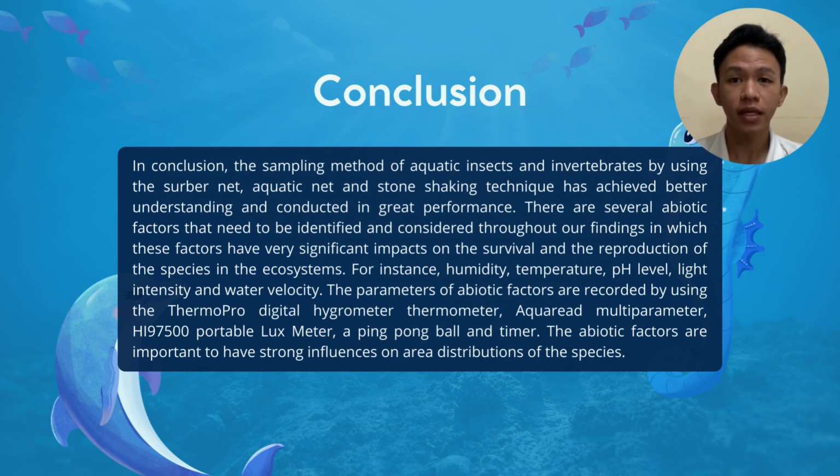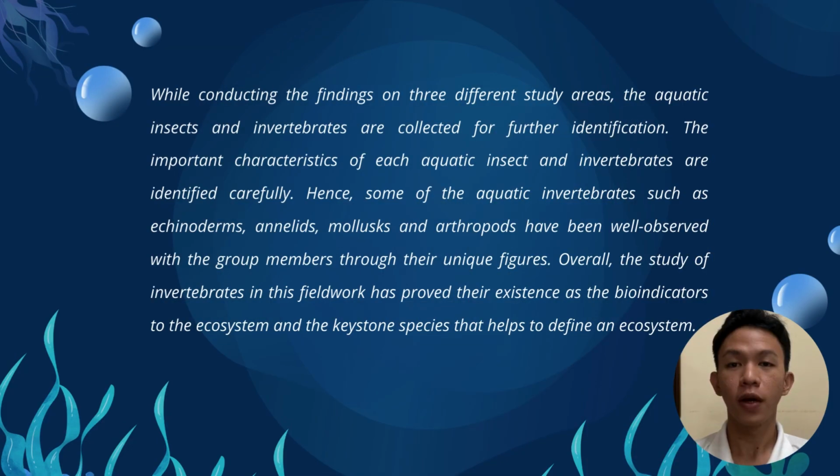The abiotic factors have a strong influence on the area distribution of the species. While conducting the findings in 3 different study areas, the aquatic insects and invertebrates were collected for further identification. The important characteristics of each aquatic insect and invertebrate were identified carefully. Hence, some of the aquatic invertebrates such as echinoderms, annelids, mollusks, and arthropods have been well observed by the group members through their unique features.